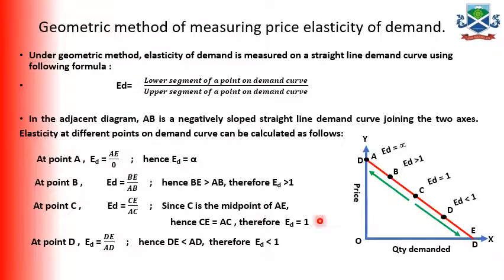at different points. And the last point, we will go to point E. At point E we find that the lower segment is 0 and the upper segment is the total demand curve, that is AE, and 0 divided by AE, obviously, if your numerator is 0 in a fraction, you will get the value 0. That's how the five degrees of elasticity of demand are measured. So that is the geometric method, or point elasticity.